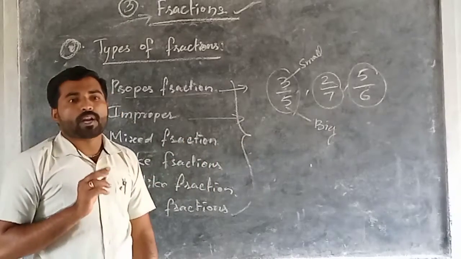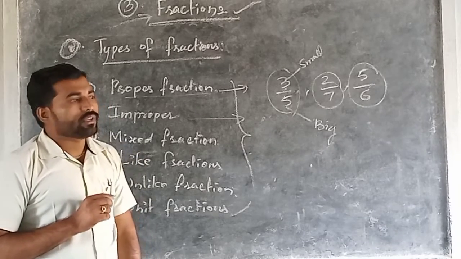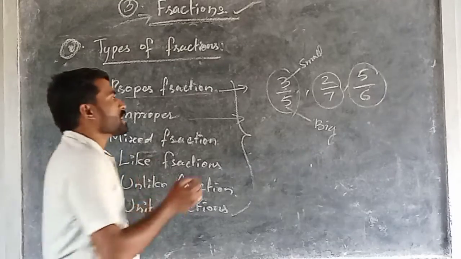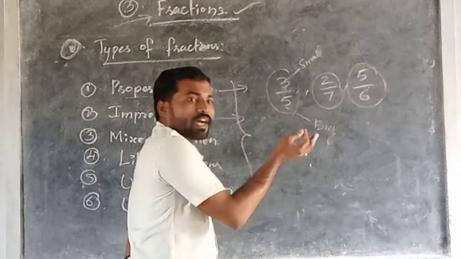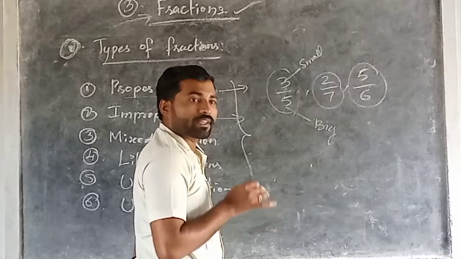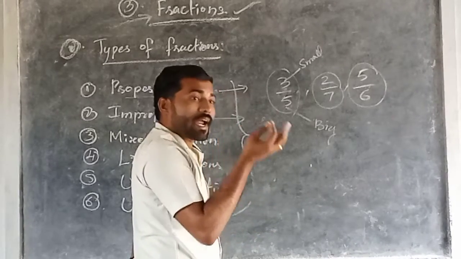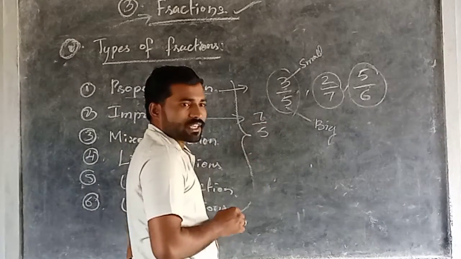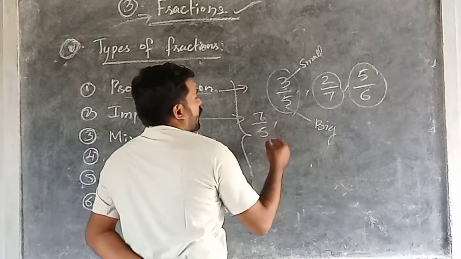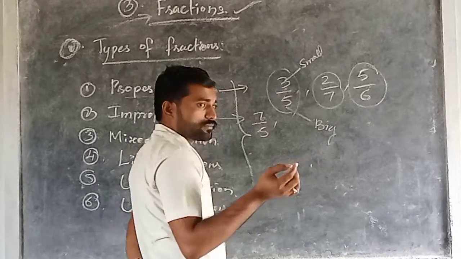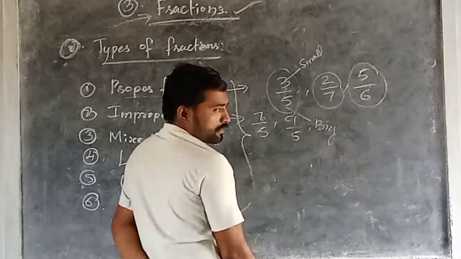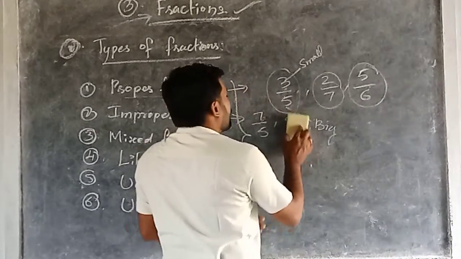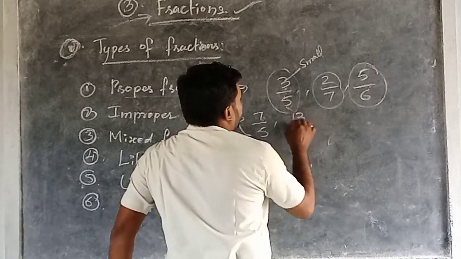Now let us discuss the improper fraction. It is the opposite of the first one. That means the numerator is big and the denominator is small, the numerator is greater than the denominator. For example, 7 by 5. You can write any, like 13 by 7. I am writing here 13 by 7.